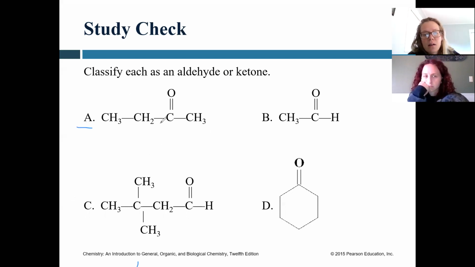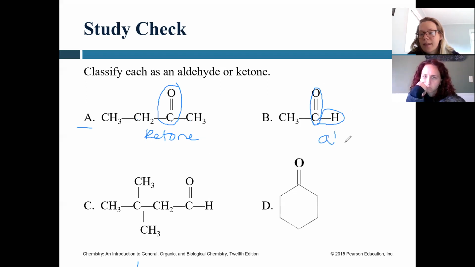Okay, A here. So there's our carbonyl group and it is attached to 2 other carbons on both sides. So we're gonna say that this is a ketone somewhere in the center of the chain. This one here, we've got carbon, there's our carbonyl group and it's attached to a hydrogen on one of those sides. So this is an aldehyde, al at the end.